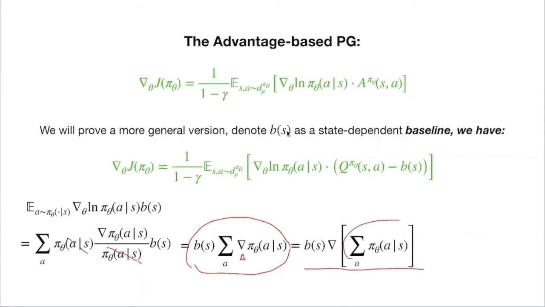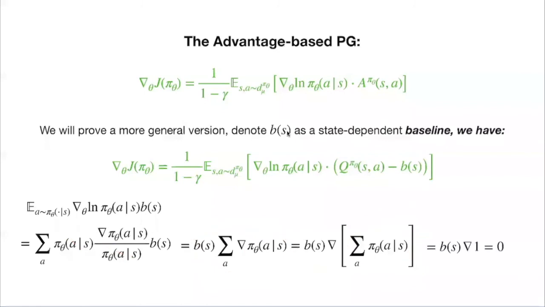This is nice because this is a valid distribution. In other words, the summation over a is equal to 1, right? Now the gradient of 1 is equal to 0, which means this whole term is equal to 0. This is how we convince ourselves that this is equal to 0. Adding a baseline that is action independent is not going to affect the gradient.